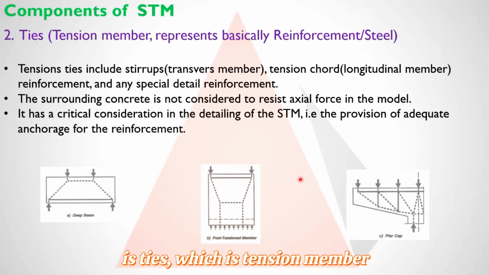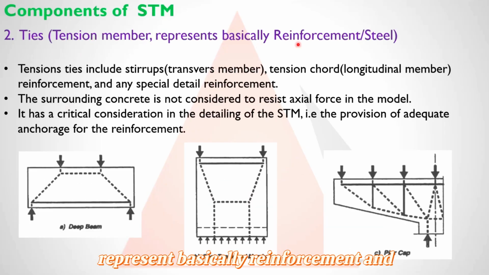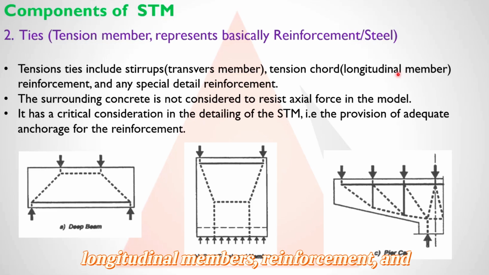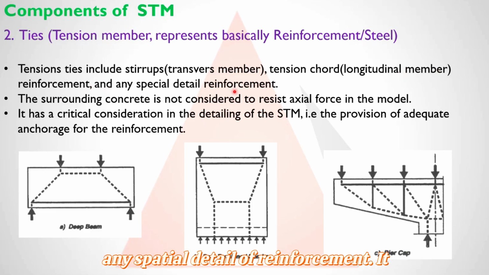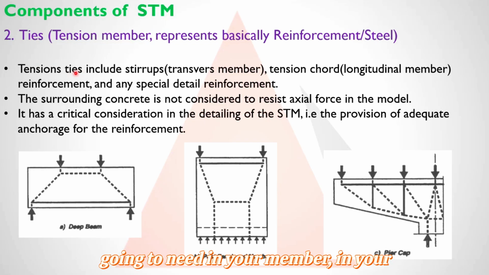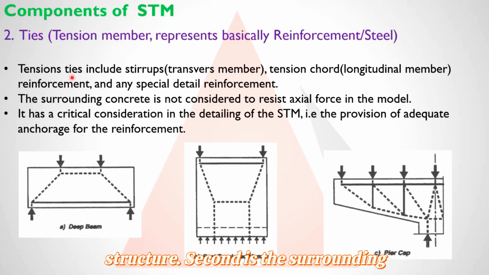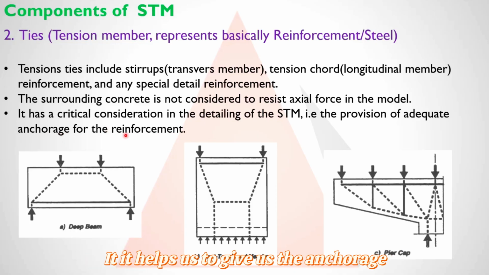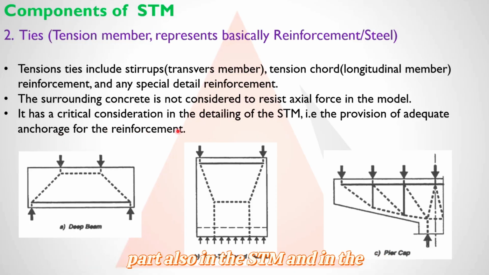Next component is ties, which is a tension member, representing basically reinforcement and steel. Tension ties include stirrups, transverse members, tension chord longitudinal members, reinforcement, and any special detail of reinforcement. It does not have anything to do with concrete. These are just meant for one part. It has only one job, which is to tell us how much reinforcement you are going to need in your member, in your structure. Second, the surrounding concrete is not considered to resist axial force in the model, as I have said. It has a critical consideration in the detailing of STM, that is the provision of adequate anchorage of the reinforcement. It helps us to give the anchorage part also in the STM and in the structural member.